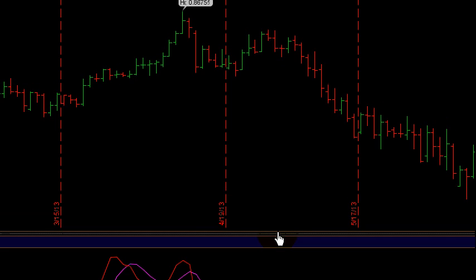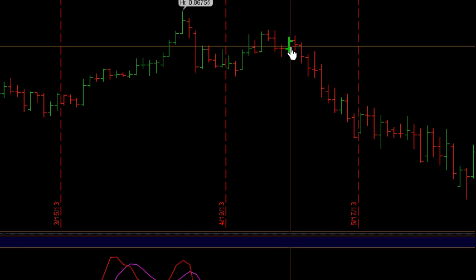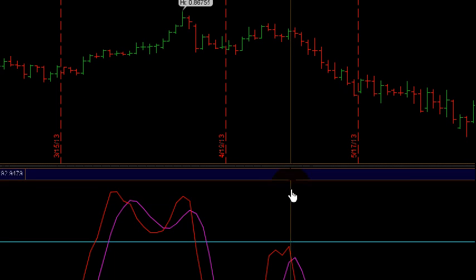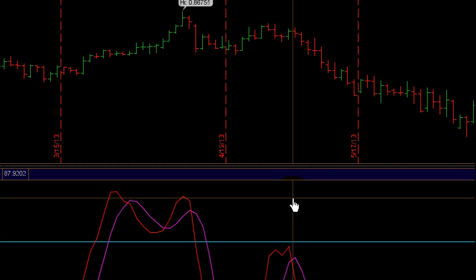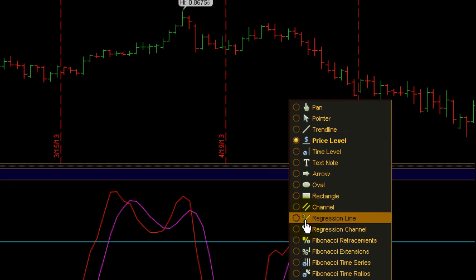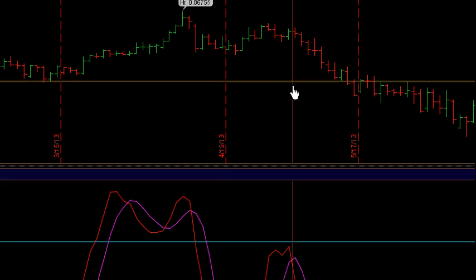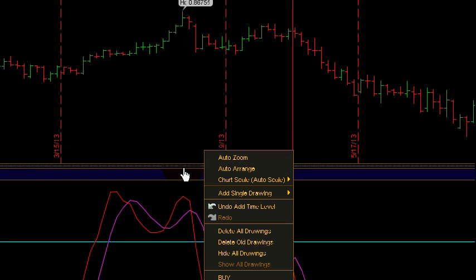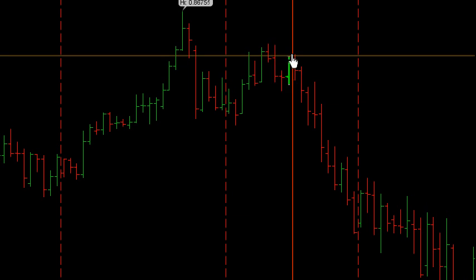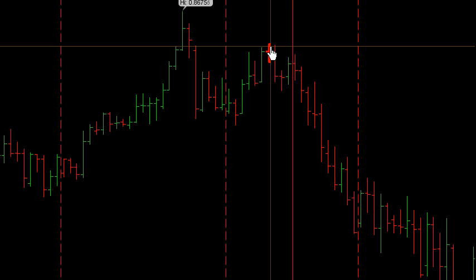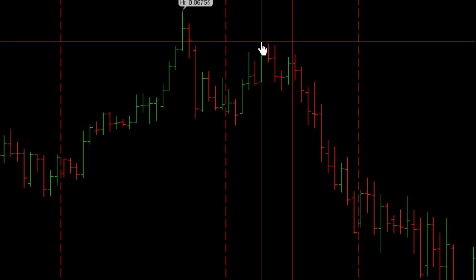Okay. So what I would like to see is a cross down, which we get right there where the red line crosses through. Let me just draw a line here so we can see the time level on that, which is here. Okay. So that's where we had the cross. So the area we're interested in taking a trade is up in here, right? We found that through Fibonacci levels.